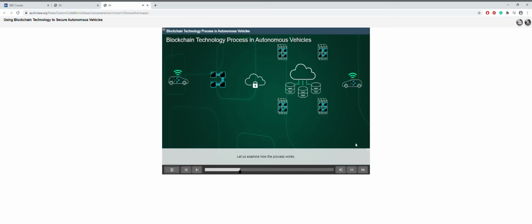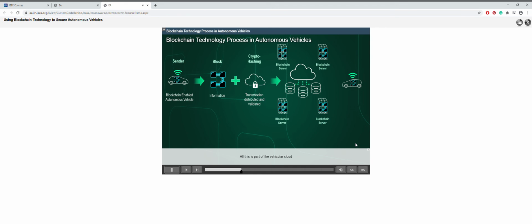Let us examine how the process works. The autonomous-enabled blockchain vehicle on the left acts as the sender. The sender creates the transaction, symbolized here as a block transaction distributed and validated via cryptographic hashing. After the verification, the information is stored on the blockchain servers. The same information is mirrored on all servers.